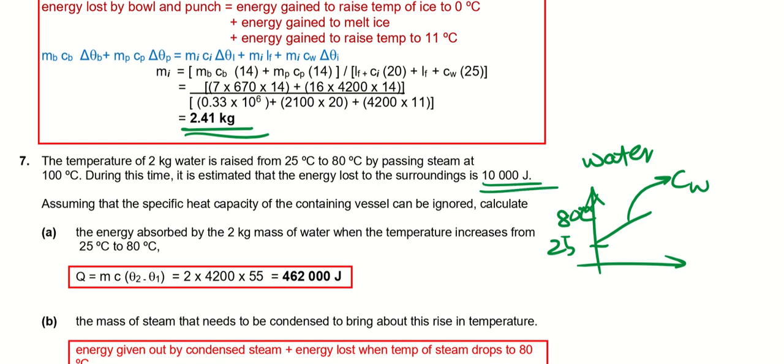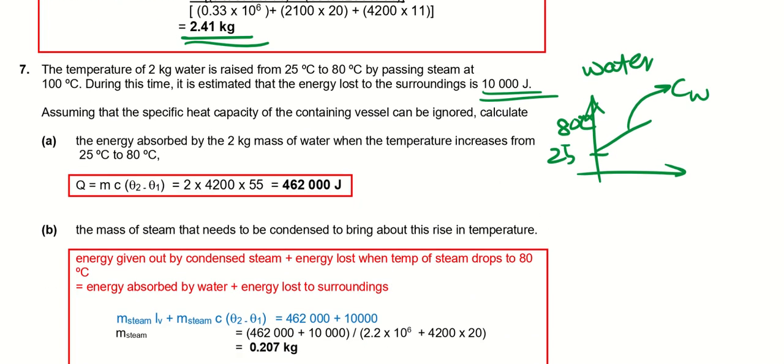But when I was marking, some of you made the mistake. There is energy that is transferred to the surrounding, 10,000 joules of it. So if you are the heat source, how much energy did you provide? You provided 462,000 plus that 10,000. You get it?